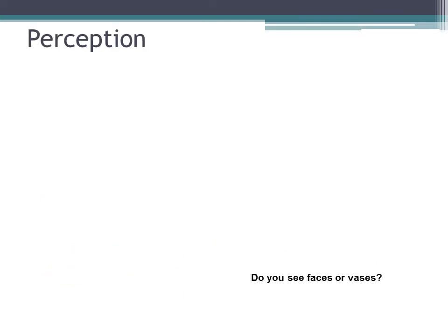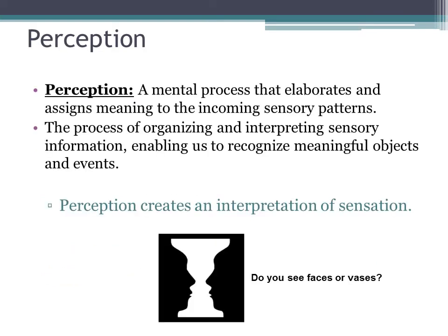Okay, so then you have perception here. On the bottom it says, kind of understanding perception, do you see faces or do you see a vase? A lot of students might say both. A lot of students might say the white vase. A lot of students may say the faces. Your understanding of that is perception. How are you perceiving it?